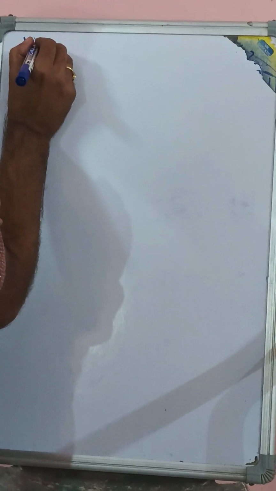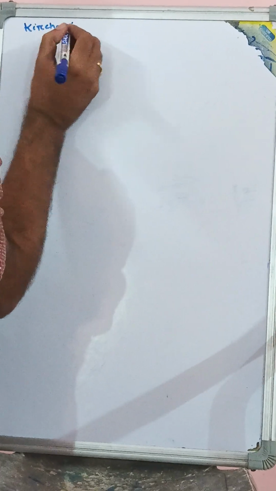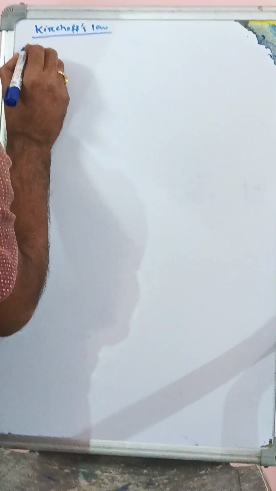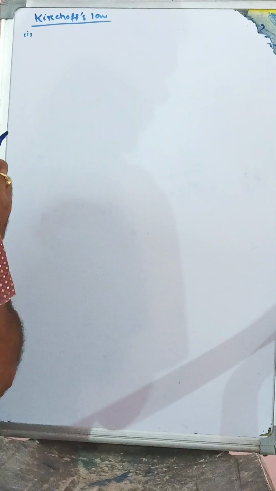Kirchhoff's law. Kirchhoff's first law states that the algebraic sum of all the current meeting at a point is equal to 0.